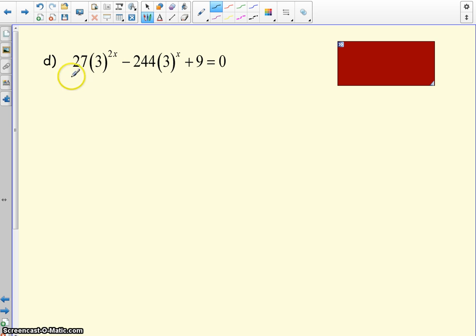So what I'm going to do here, I'm going to rewrite this, and instead of 3 to the 2x, I'm going to rewrite this as 3 to the exponent x, all squared. Okay, I'm going to keep the rest of the equation the same, and I'll talk about why I did this in a sec.